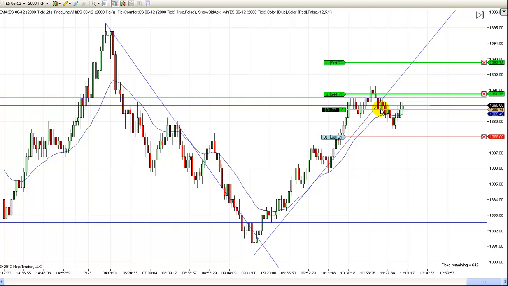Generally what these corrections do is trap everybody. They scare out all the longs who think the trend's over, and they trap in a bunch of shorts, people that are fishing for tops, and then they suddenly reverse it and prices rocket off again.